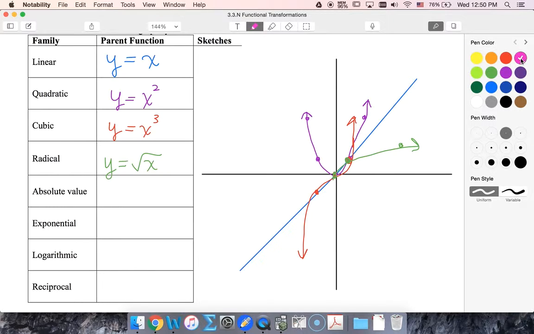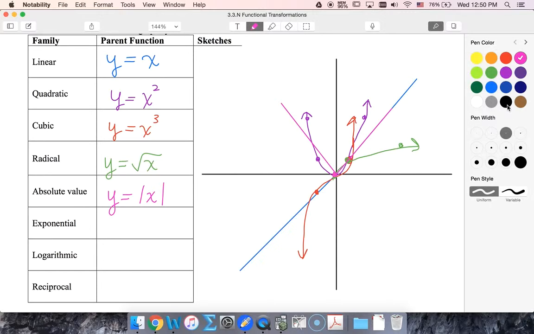Absolute value, let's go with pink. Guess what? It goes through the origin and has a slope of negative 1 for x less than 0 and a slope of positive 1 for x greater than 0.